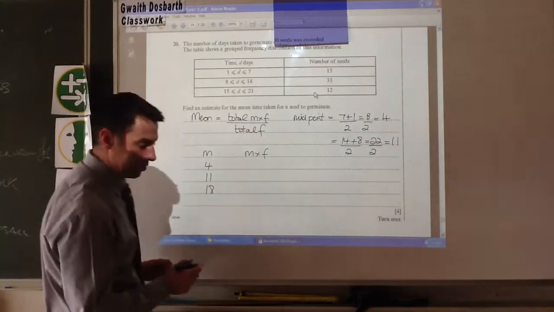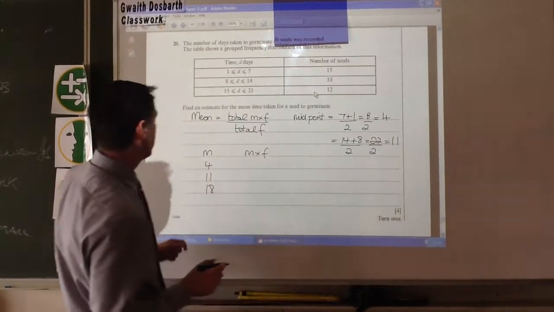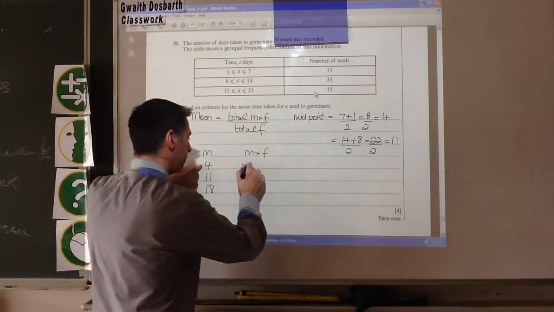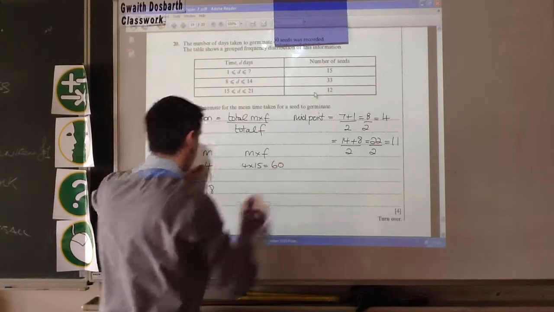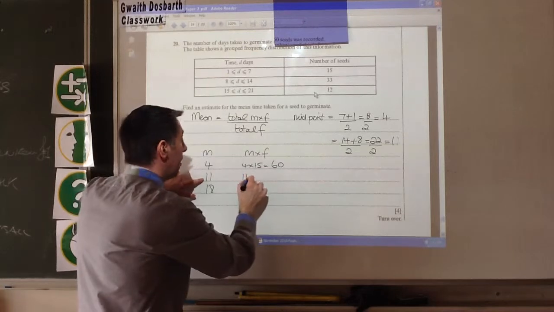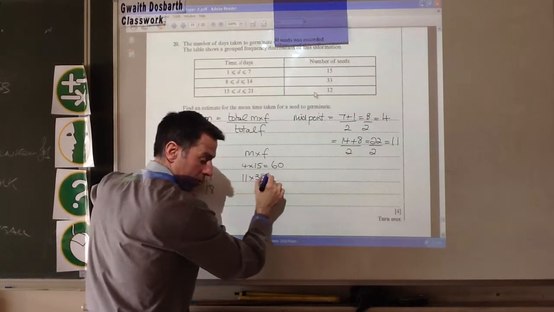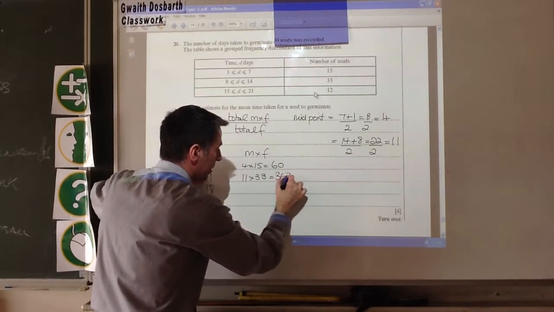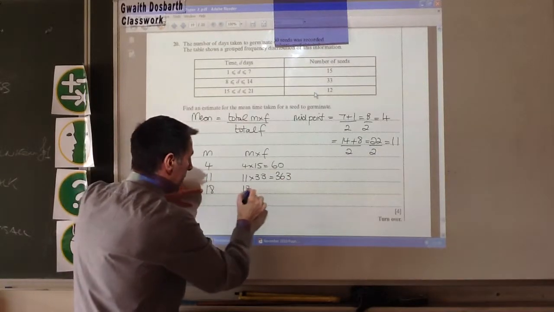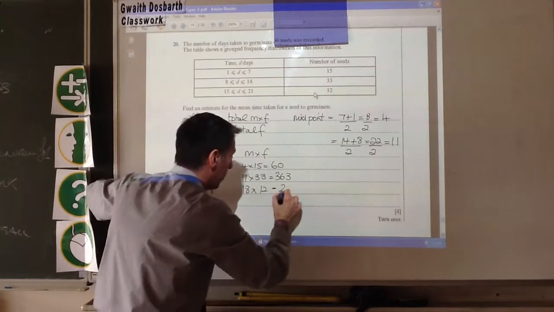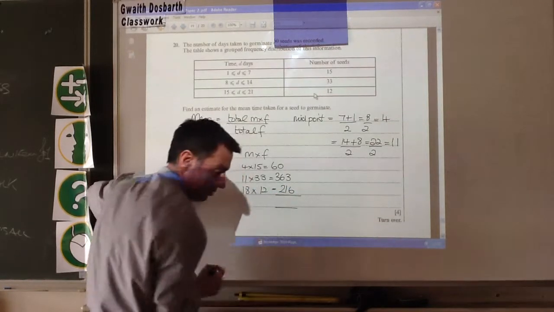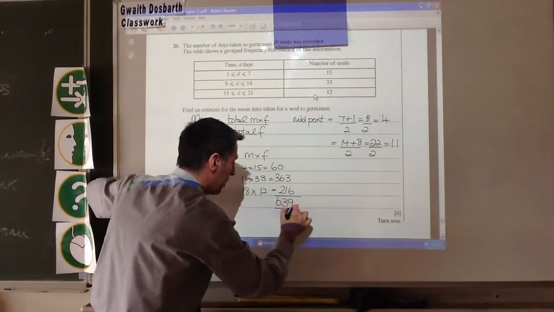So the next thing we need to do is my midpoint times my frequency. So my midpoint is 4. My frequency from the table above is 15, so that comes out at 60. 11 times by 33 is 363, and my last midpoint is 18 times by 12, which gives me 216. Now I add those up to give me a total of 639.